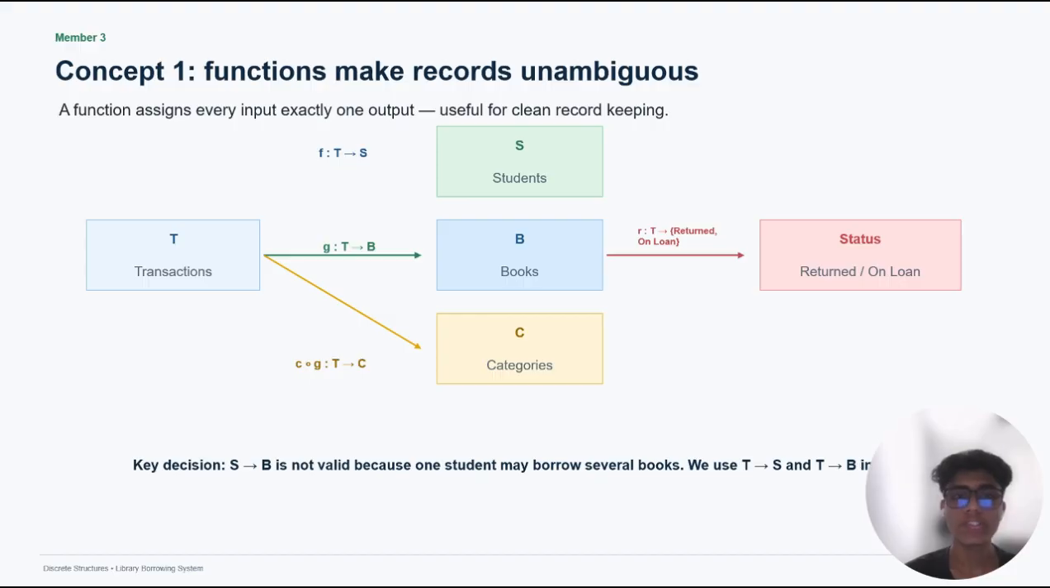Finally, we use status functions. The return status function maps each transaction to either returned or on loan, while the book status function maps each book to present, checked out, or missing. This makes the system clear because every transaction has one student, one book, and one status. This helps avoid confusion in the borrowing records. Thank you.